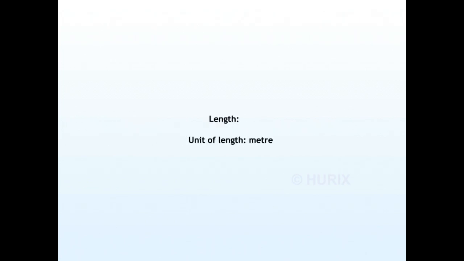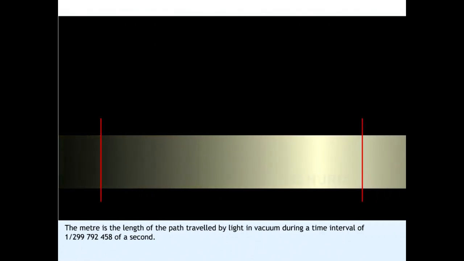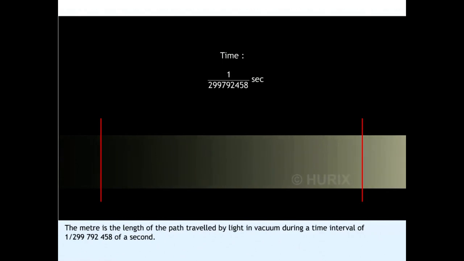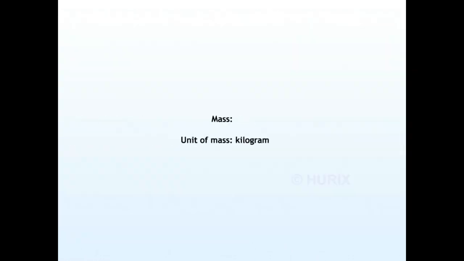Let us now consider the quantities which are used widely in chemistry. First is length. Unit of length is meter, and its definition is given as follows. The meter is the length of the path traveled by light in vacuum during a time interval of 1 by 299,792,458 of a second.